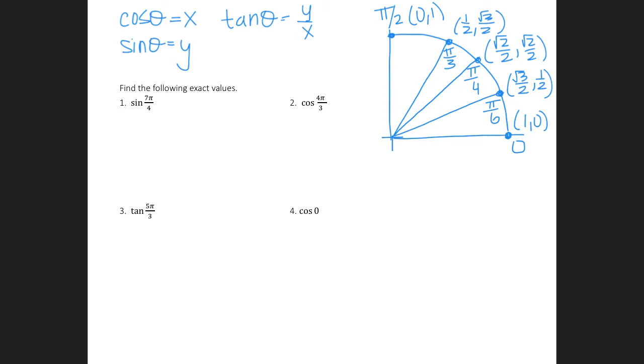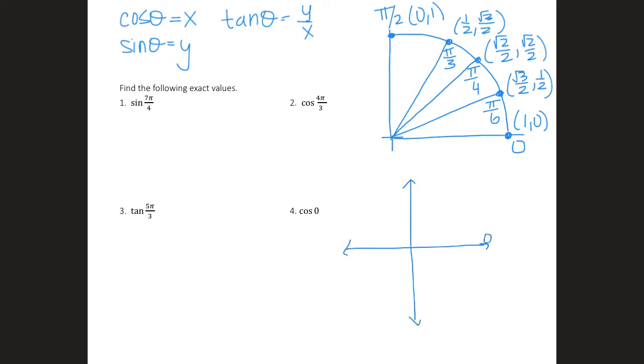So 7 pi over 4 is not in that first quadrant of the unit circle. We have 0, pi over 6, pi over 4, pi over 3, pi over 2, but not 7 pi over 4. So I need to figure out what reference angle to use. I'm just going to draw a sketch of where 7 pi over 4 would be on the whole unit circle.